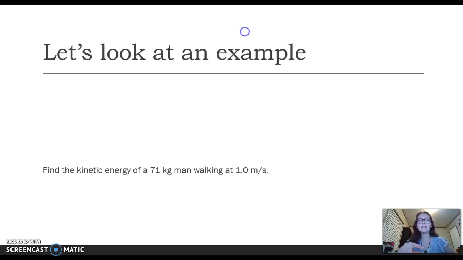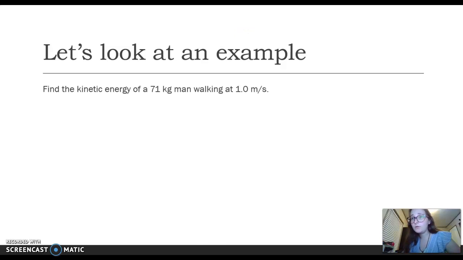So let's look at an example. I'm going to show you how I would do it, and then we're all going to do it. So just watch me first. We're going to find the kinetic energy of a 71 kilogram man walking at 1 meter per second. So we're going to use the equation that we were given earlier, 1/2 mv squared. We type it into our calculator: 1/2 times the mass, which is 71, times the speed or velocity, which is 1, squared. So you get 35.5 joules.